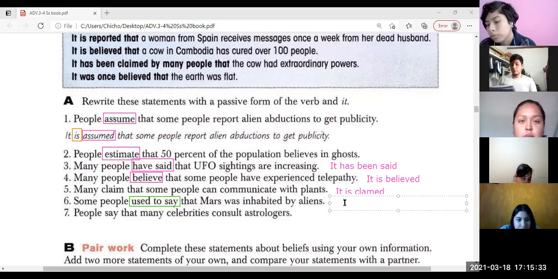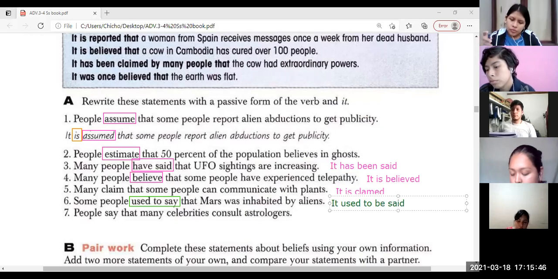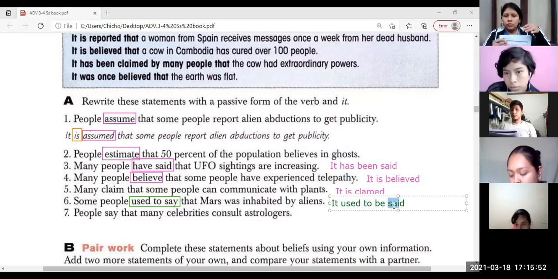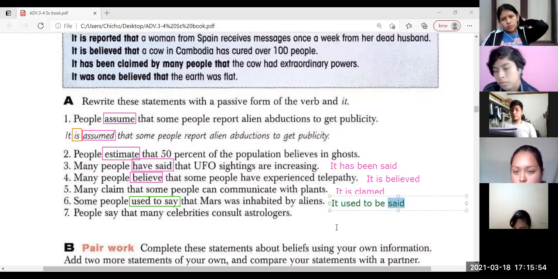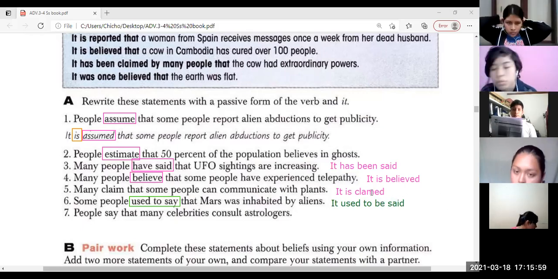Used to be. Used to be. So, ¿cómo sería? It used to be said. Ok, entonces aquí tenemos el verbo to be, used to be, y el verbo en la forma de past participle, said. Ok. Let's go with number 7.